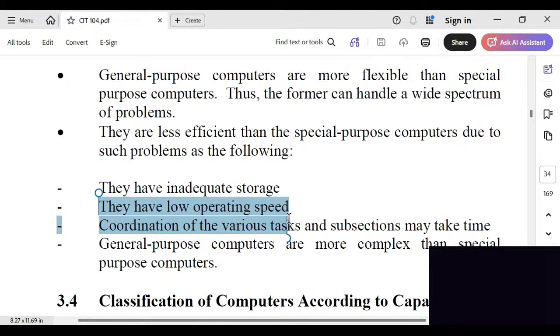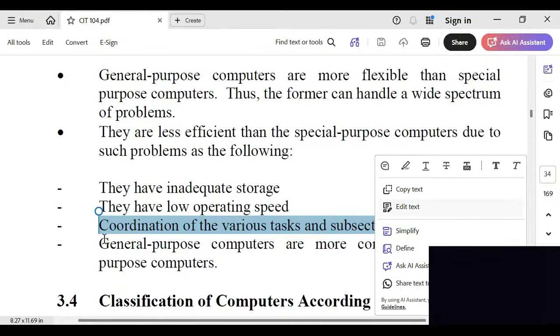So that is the difference. A camera now is a special purpose device meant for capturing images, but a camera on your phone will serve several purposes. General purpose computers, because of so many things they handle, have low operating speed. They are not as fast as the specific purpose computer. Another thing is that coordination of the various tasks and subsections may take time.